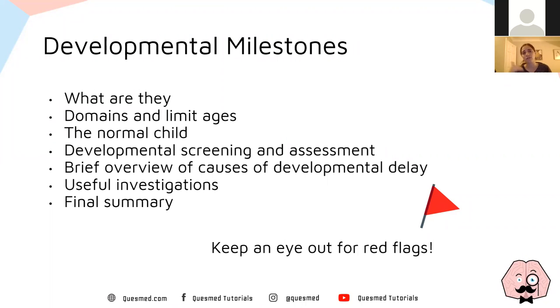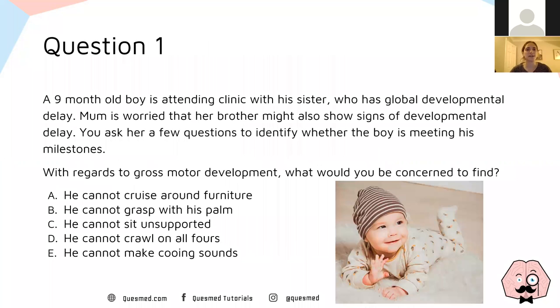delay. And I've tried to summarize basically all the milestones as much as possible and try to make them memorable, within limits of how I can do that. So you will see summaries throughout the lecture and I hope they'll be useful towards the end. And like I mentioned, keep an eye out for red flags, because those are really the main things that you're probably going to be asked about in exams. So if there's nothing else you remember of this lecture, at least try to remember the red flags. So we'll start right away with question one, and I'll give you a second to read it.